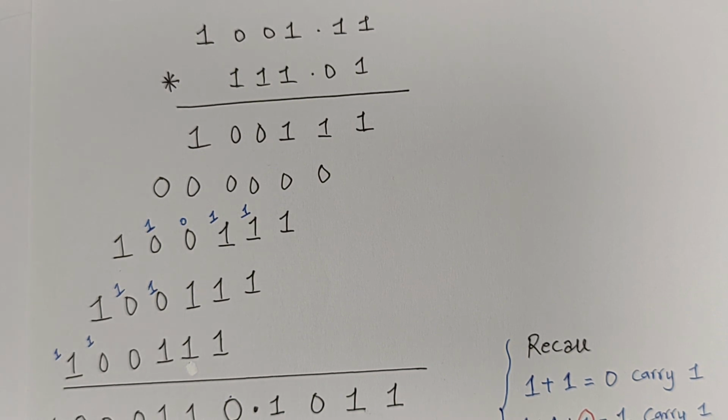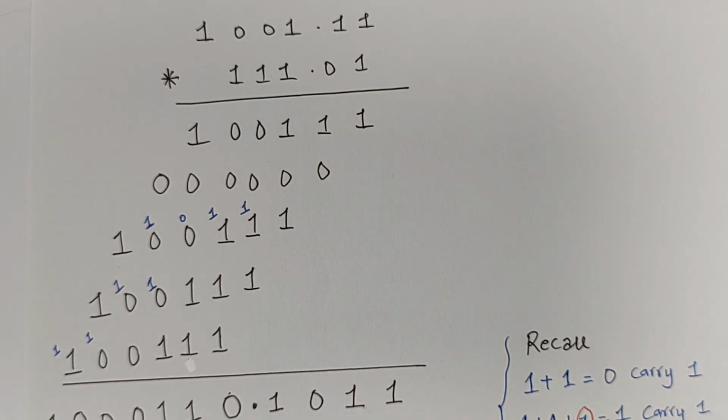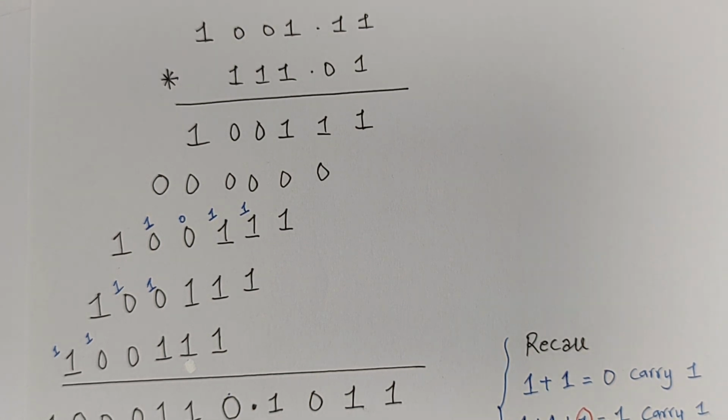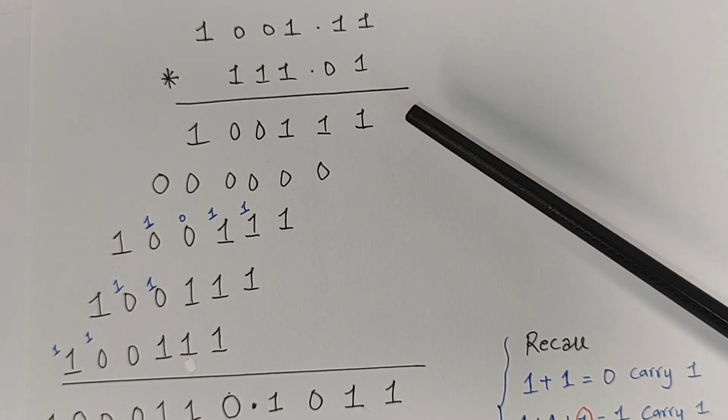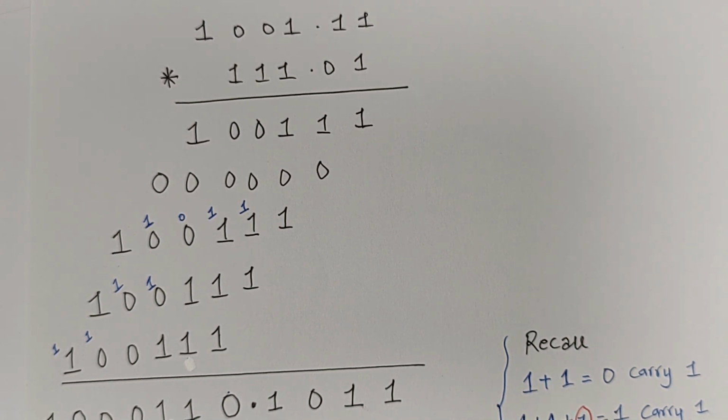Now, what does it state? 0 plus 0 will be 0. 0 plus 1 will be 1. 1 plus 0 will be 1. 1 plus 1 will be 0, carry 1. 1 plus 1 plus 1 will be 1, carry 1. So let's see how it applies here. I'm just saying this from my previous video on binary addition, so you can quickly look at that video so that you can understand the basic rule for binary addition.